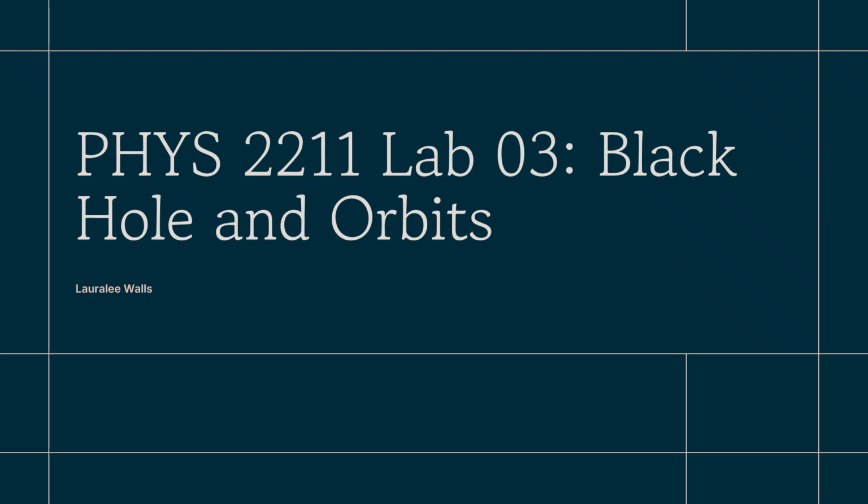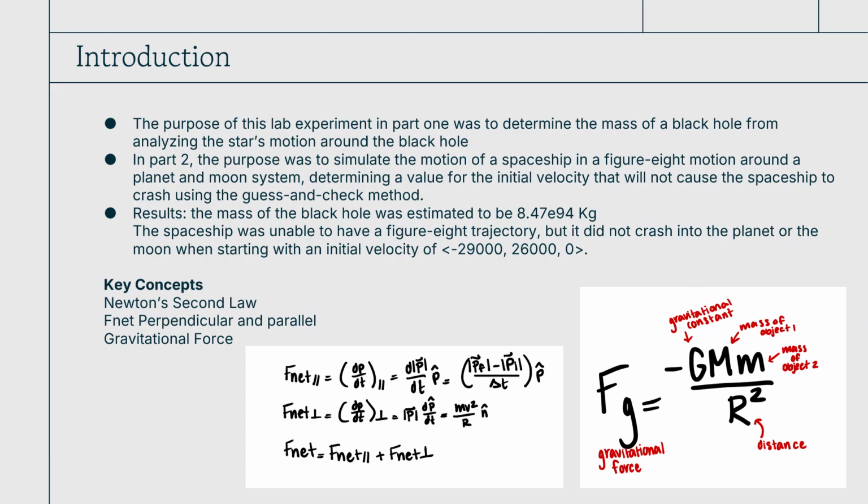Everyone, this is my Lab 3, Black Hole and Orbits. To start, the purpose of this lab experiment in Part 1 was to determine the mass of the black hole from analyzing the star's motion around the black hole. Then in Part 2, the purpose was to simulate the motion of a spaceship in a figure 8 motion around a planet and moon system, determining the value for the initial velocity that will not cause the spaceship to crash using the guess and check method.